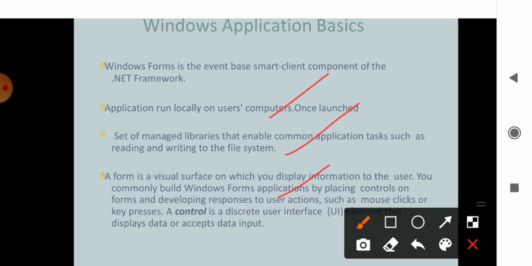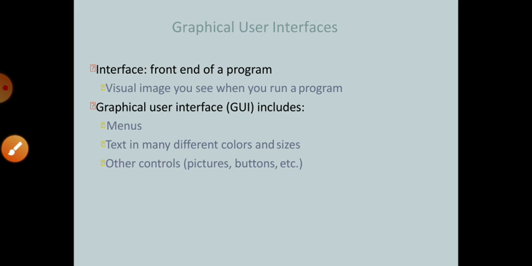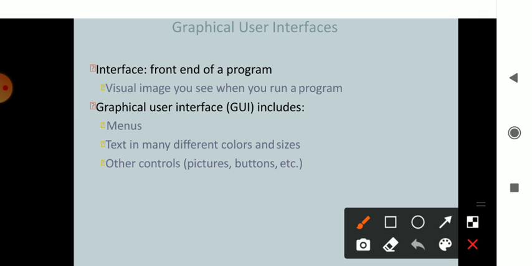This is called a Windows application. When the user interacts with the system, he gives some input and gets a reply with the output which is designed in the back end. So in the interface, the front end is a visual image which is run in front of you.